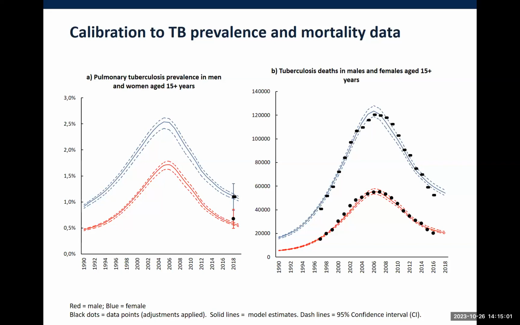Okay, so these figures show the model calibration to the two calibration targets, TB prevalence and TB mortality. The blue is for males and red for females. As we can see, the model did fairly well in capturing the trends, and also showing a much higher prevalence and mortality in men compared to females.